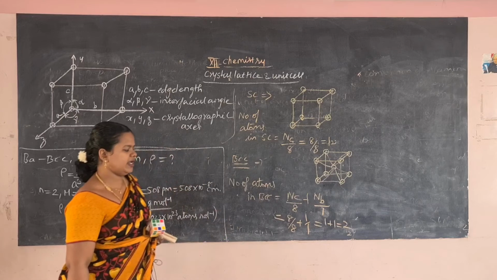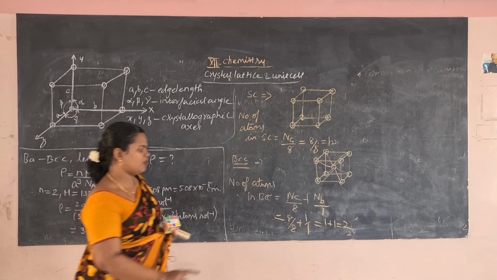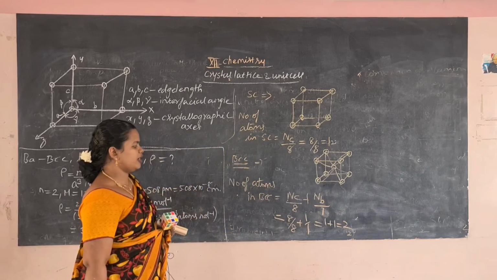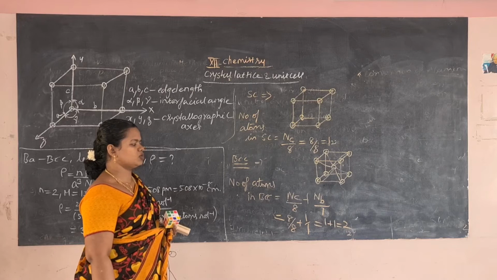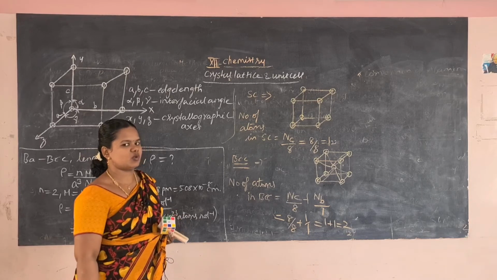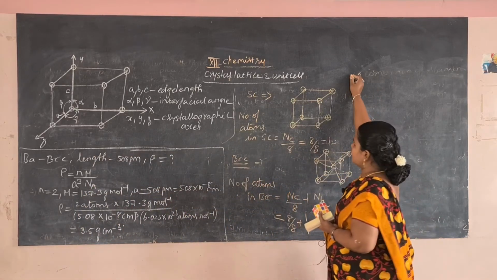So 8 by 8, and only one atom at the center, so 1 by 1. So NB will be equal to the number of atoms at the body center, so 1. So 8 by 8 plus 1 by 1 will be equal to 1 plus 1, which is equal to 2. So the number of atoms in BCC is 2. Then the number of atoms in face centered cubic unit cell.